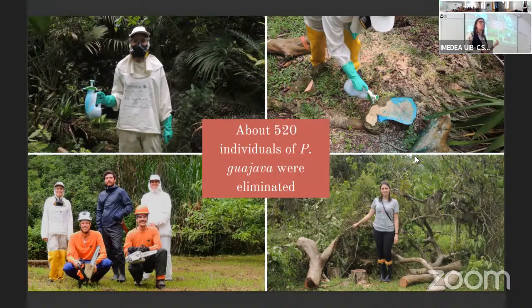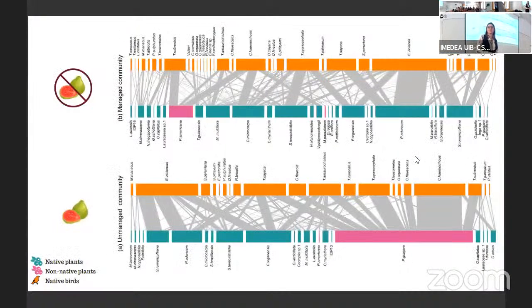Between the 2 years of data collection, we performed the control of the species, and more than 500 individuals of guava trees were eliminated. So let's do the results finally.